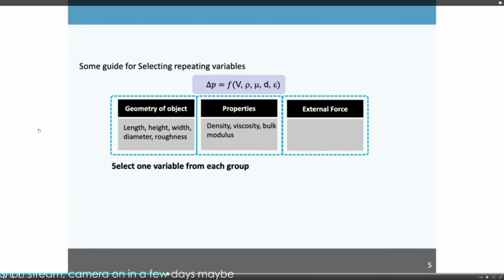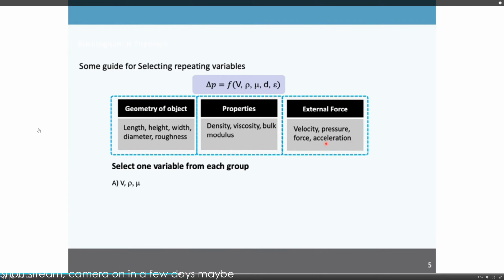The properties, mainly in fluid mechanics, that are of importance will be the density of the fluid and the viscosity of the fluid. It's mainly these two. And then finally, what is external force? External force is something that drives the flow. Velocity is associated with external force because you need a force in order to drive the flow, in order to have some form of velocity. So is pressure, force, and acceleration. These are classified under the force.